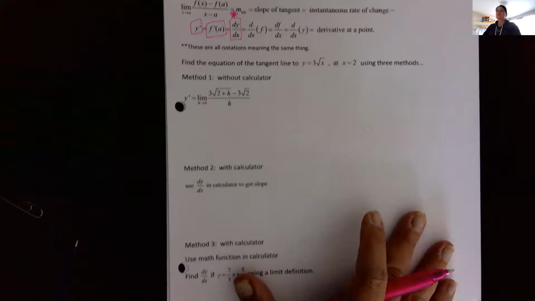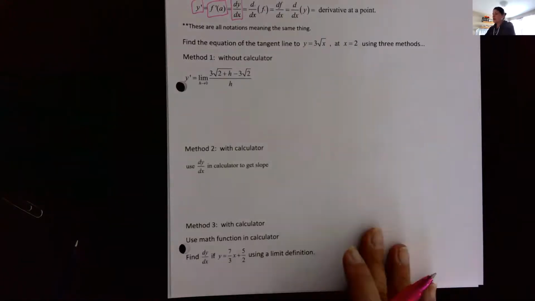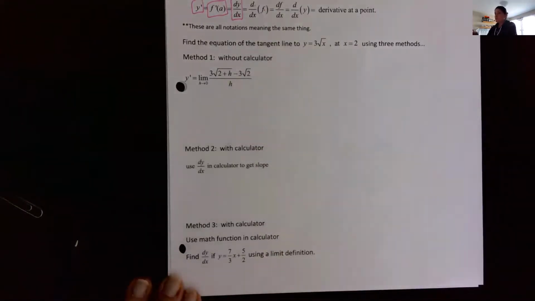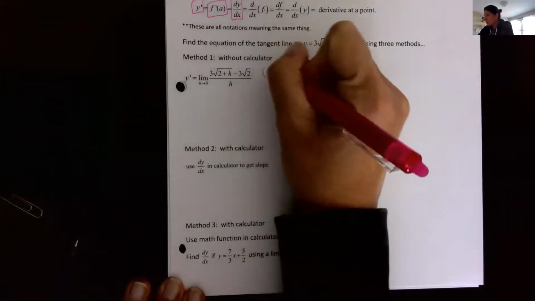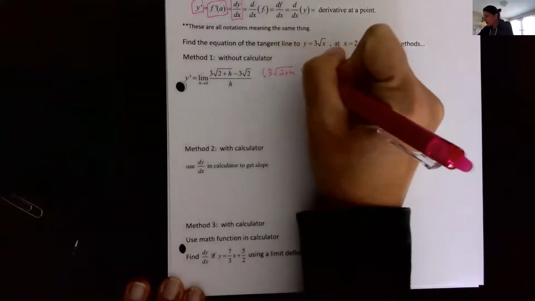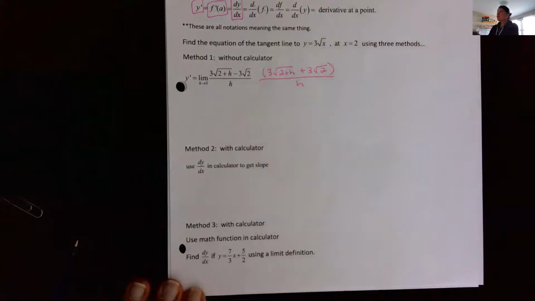All right. So to close out this video, we're going to find the equation of the tangent line to 3 root x, recognize that, at x equals 2 using 3 methods, without the calculator. Okay, so here we go. Without the calculator, this one would mean we need to use conjugates. So I'm going to do this pretty quickly. Pause for yourself, but I think this is worth the time and effort, because if we plug in 0 for h immediately, we're going to get 0 over 0. You have to do something else.